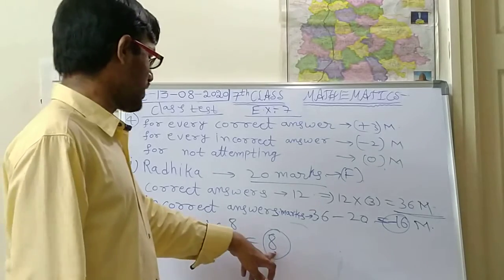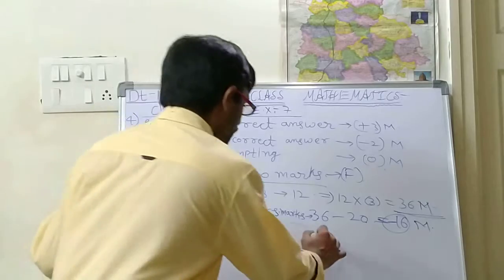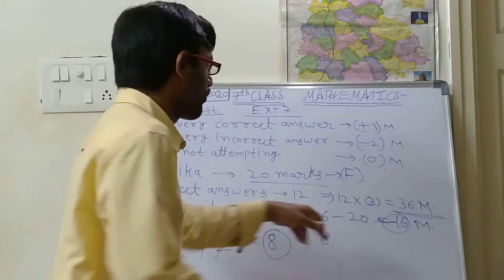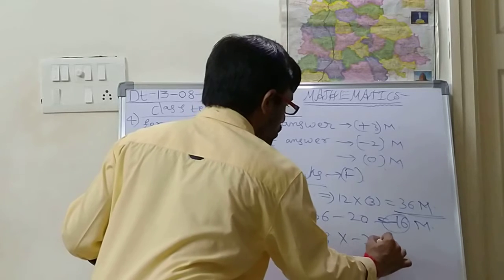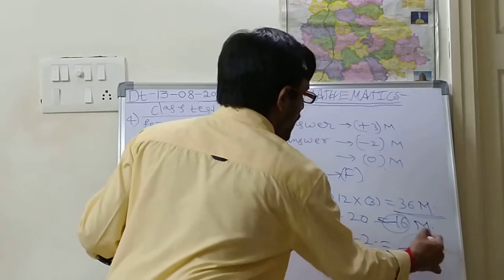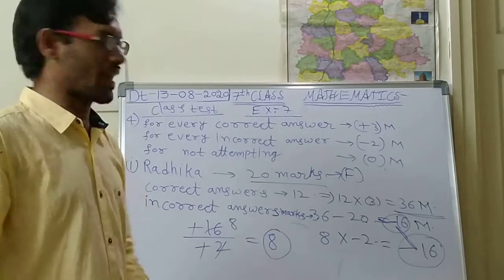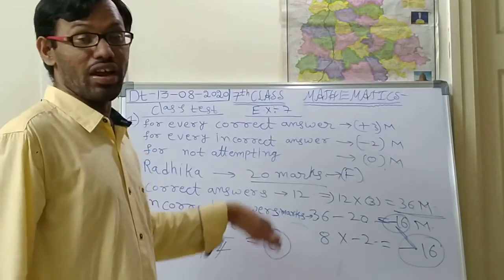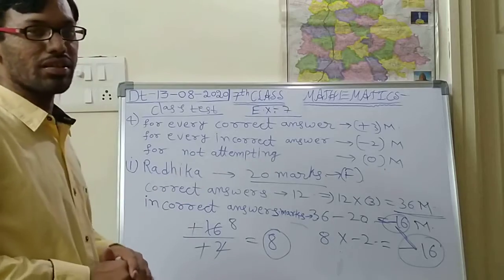So for these 8 incorrect answers she got minus 16 marks, because for every incorrect answer minus 2 marks are awarded. So 8 into minus 2 is minus 16. So minus 16 is tallied with minus 16. So whatever we have done is correct. Like this you have to verify. Okay, so this is the process of doing this problem.